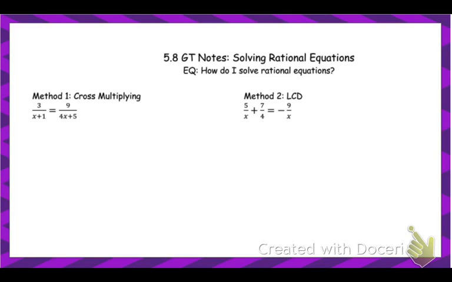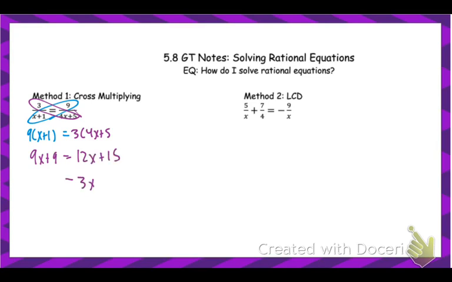So if we're cross-multiplying, it's exactly like it sounds. We'll multiply across one diagonal. We'll multiply across the other diagonal and set them equal to each other. So I end up with 9x plus 9 equals 12x plus 15. And then it's a simple equation at that point. Now, cross-multiplying works best when you have something in this form where you just have a fraction equal to another fraction.